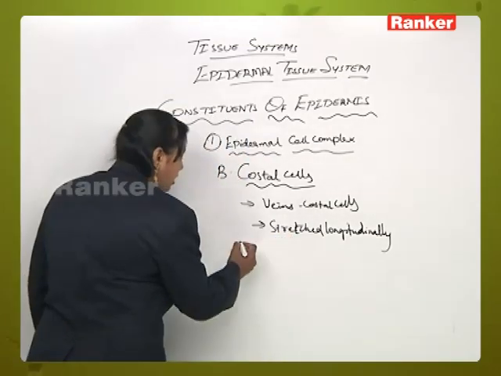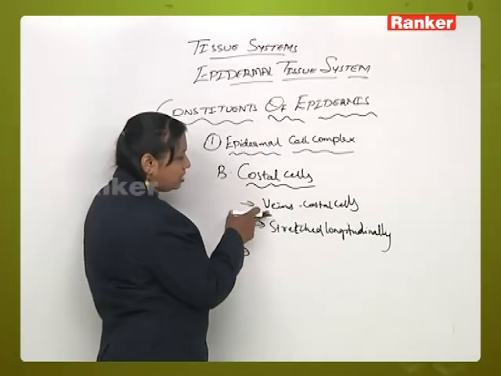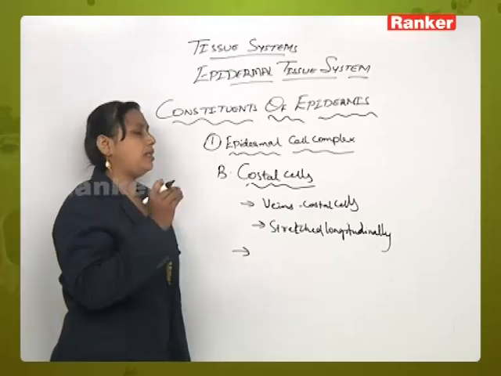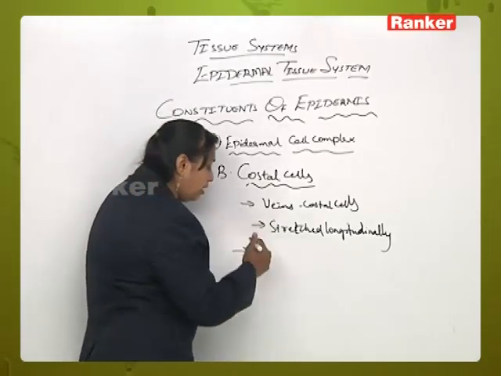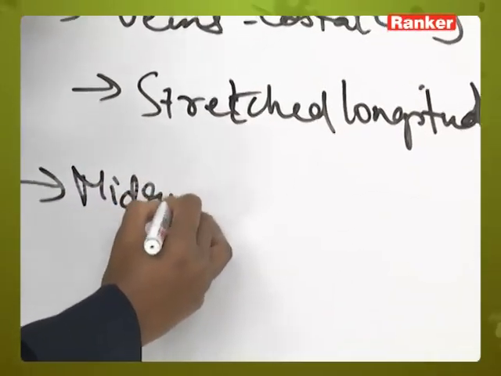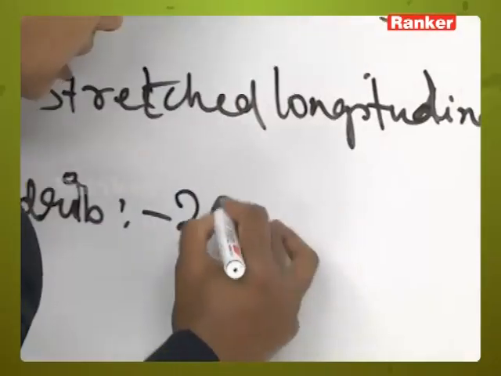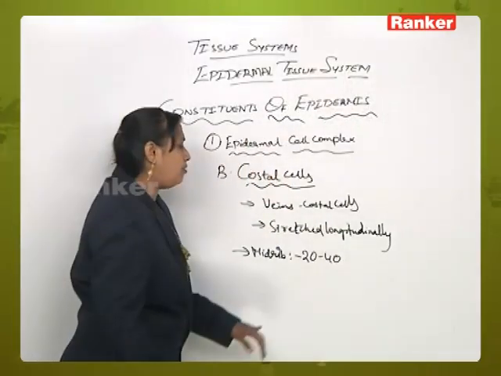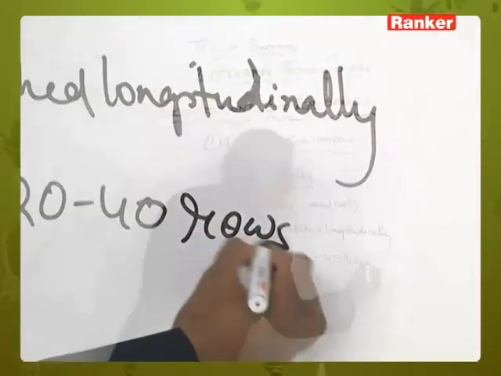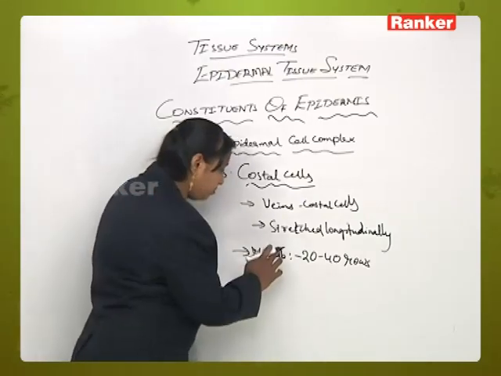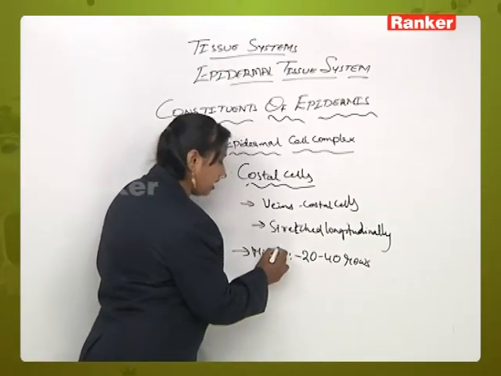We said that the cells which are present on the veins are called costal cells. If these costal cells are present on the midrib, they will be in the form of 20 to 40 rows of costal cells. You can see this in the case of the midrib.